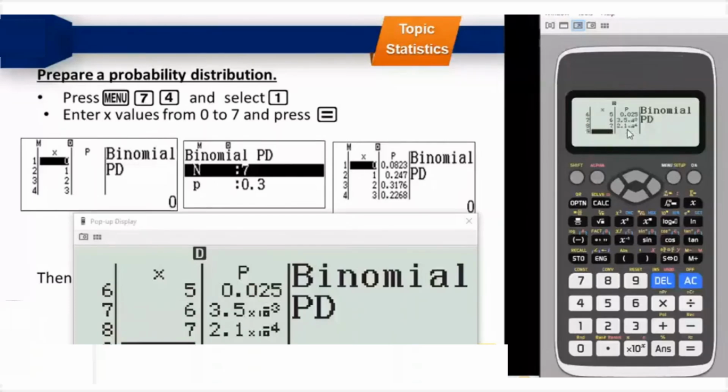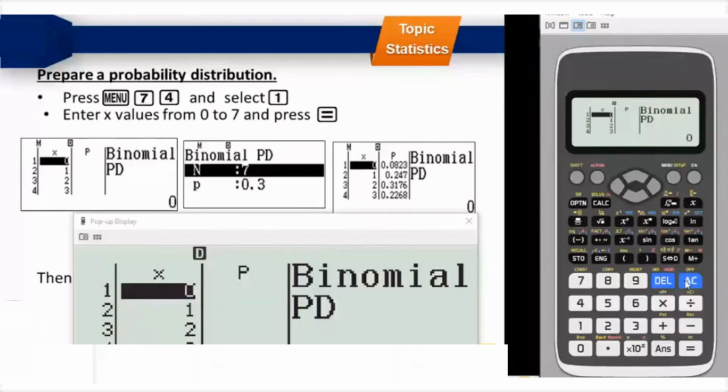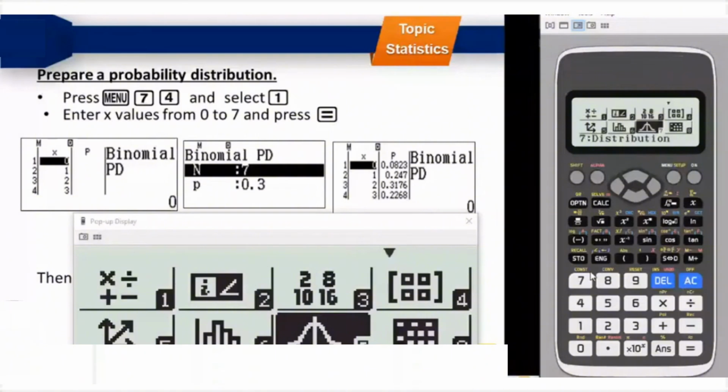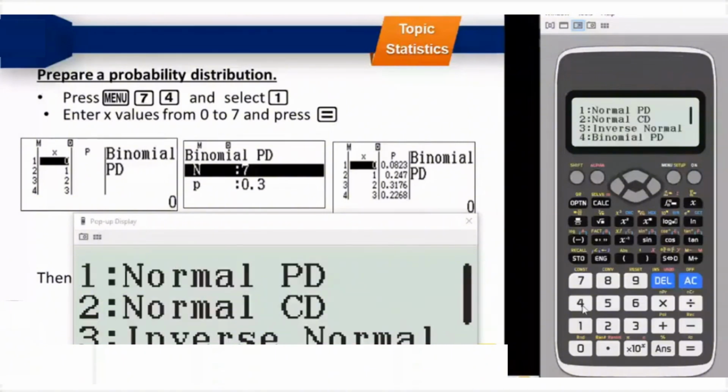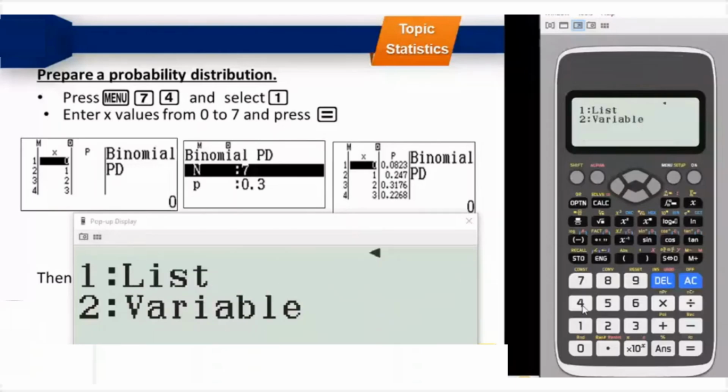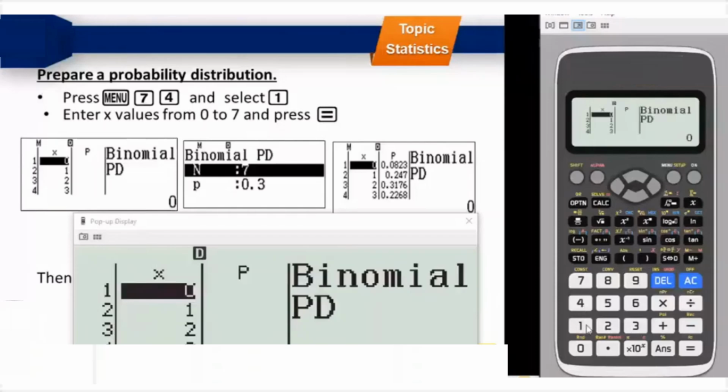So what I did was, I pressed menu, I pressed 7, I selected 4 because I need binomial probability distribution. I press 1 because I need list. I will insert 0, 1, 2, 3, 4, 5, 6, 7 because my data will start from 0 and go up to 7. I hope this is clear.